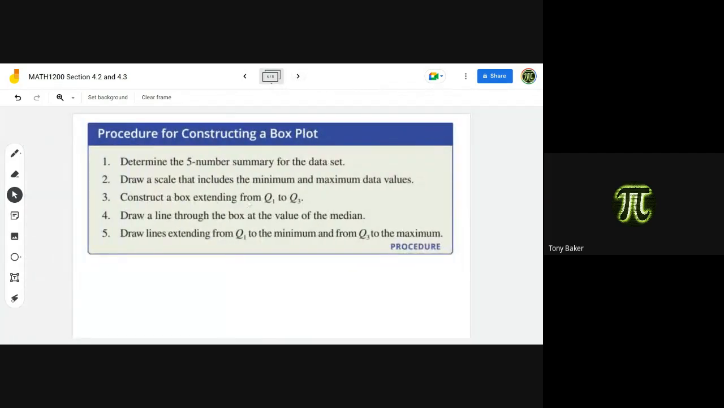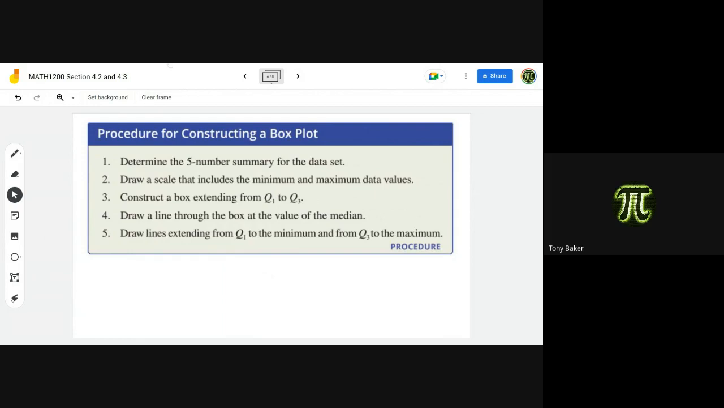Draw a number line or sketch a number line. Doesn't have to be perfect. Draw your box in the middle for your Q1 and Q3, your median line in the middle, and then draw lines going out to the min and max. That's it for your box and whisker plot. That is considered a 5-number summary and a box and whisker plot. And it's called a box and whisker plot because it's a box with whiskers.